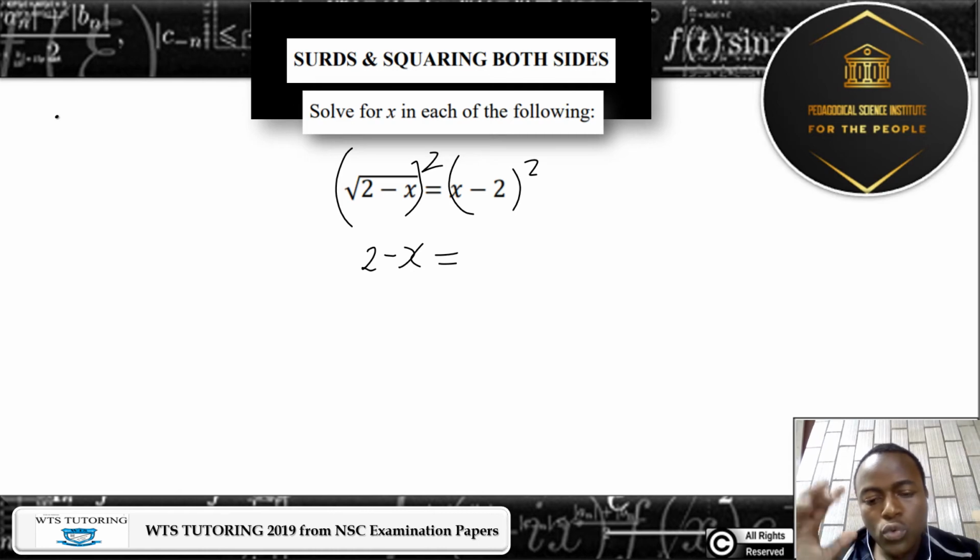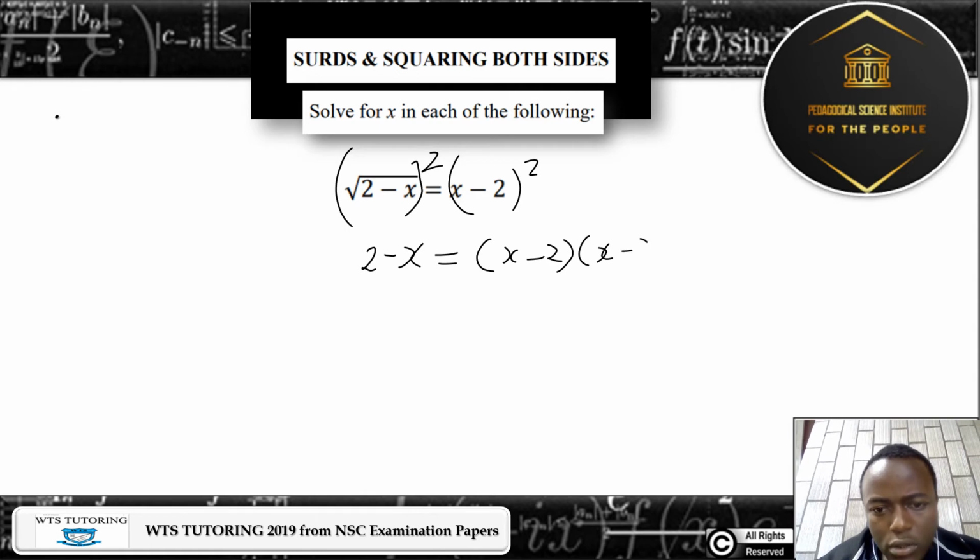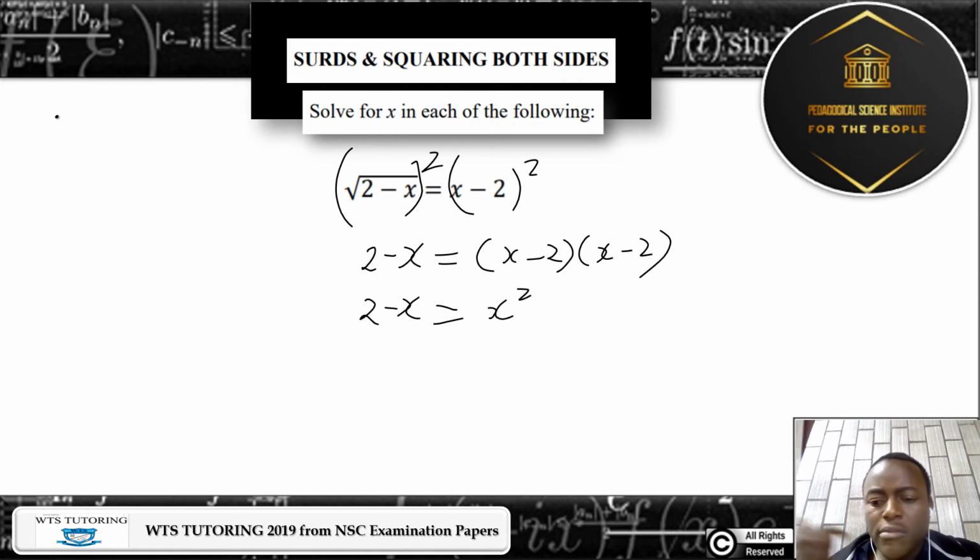x minus 2 squared, right? But x minus 2 squared, we can write it as x minus 2 times x minus 2. Then we can just expand that and simplify it. So x times x, x squared, x times minus 2 is minus 2x, then minus 2 times x is minus 2x, so minus 4x, and minus 2 times minus 2 is plus 4.